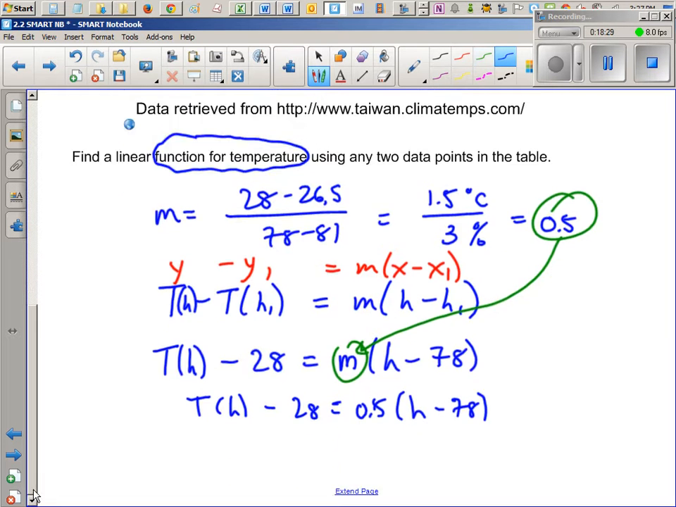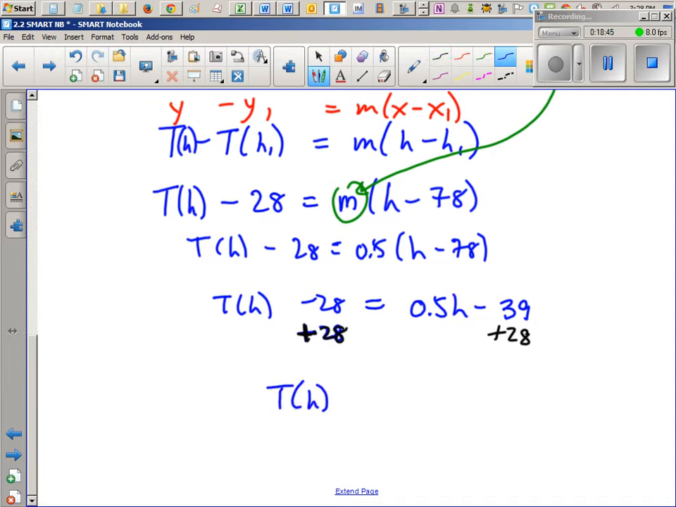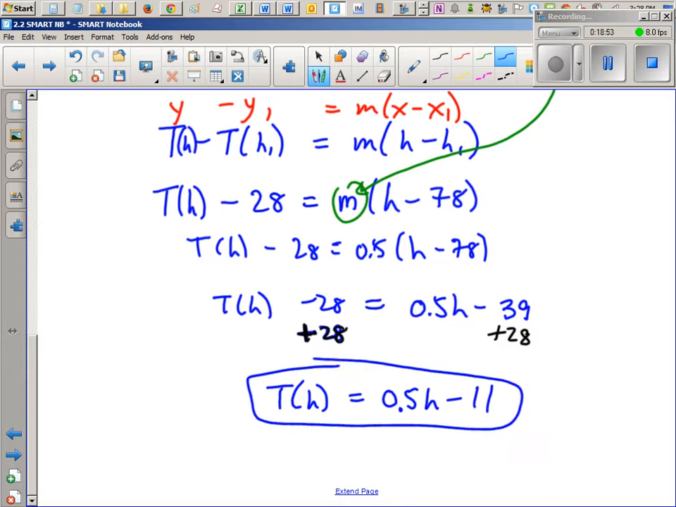If you distribute and put this into function form, we'll move the 28 over in a minute, we get 0.5h minus 39, and if you add the 28 to both sides, you get the temperature as a function of humidity is 0.5 times the humidity minus 11. This is the function they were talking about.